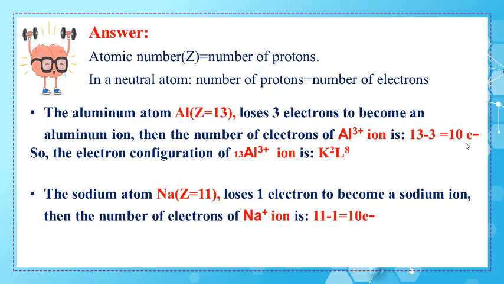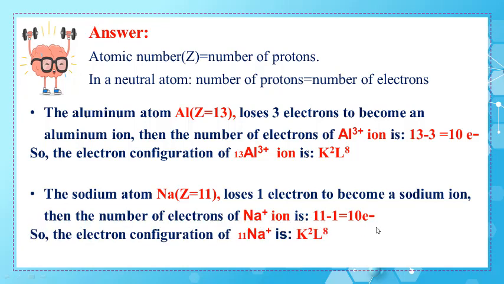Similarly, for the sodium ion, the sodium atom Na having Z equal 11 will lose 1 electron to become a sodium ion. Then the number of electrons of Na+ ion is 11 minus 1 will give 10 electrons. So the electron configuration of Na+ ion is K2L8.